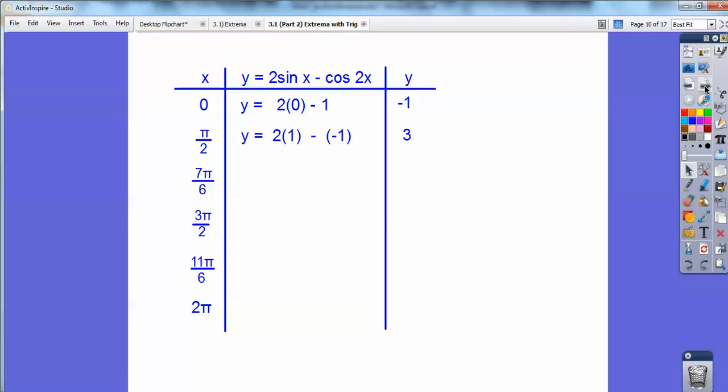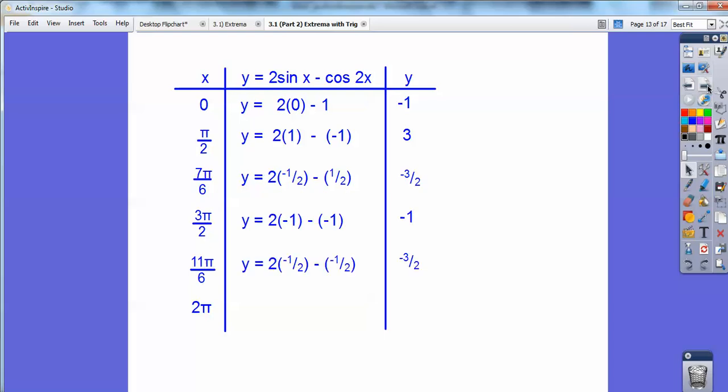Plug in 7 pi over 6. Okay, when I plug in 7 pi over 6 right there, 2 times 7 pi over 6 gets me 7 pi over 3. And 7 pi over 3 is 6 pi over 3 plus pi over 3. And 6 pi over 3 is 2 pi. So this is the same as just plain old pi over 3. So the cosine of pi over 3 is a half. Okay, so that's how I got that. I get negative 1 minus a half is negative 1 and a half, or negative 3 halves. All right, and I keep doing that, and I'm just saving time in this video, and I get those right there.